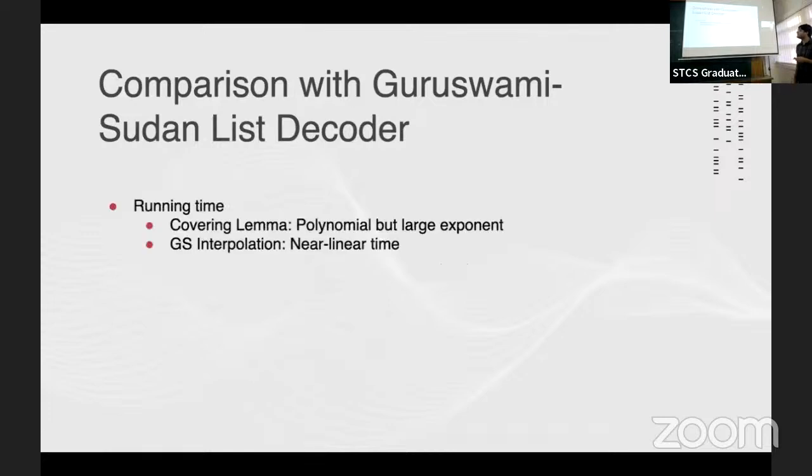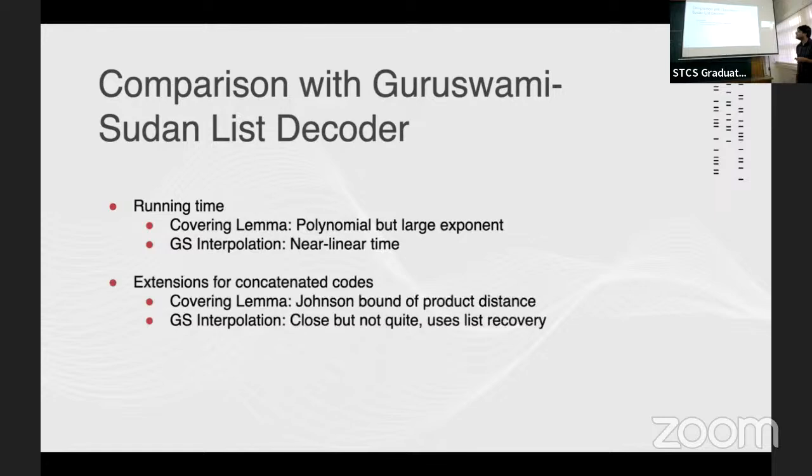There are differences as well. Of course, running time is very different. For extensions to concatenated codes, our machinery, directly by minimizing the L2 norm of the concatenated codeword, can get to the true Johnson bound of the product distance. Whereas Guruswami-Sudan has to rely on list recovery, which does not yield the direct sharp parameters.